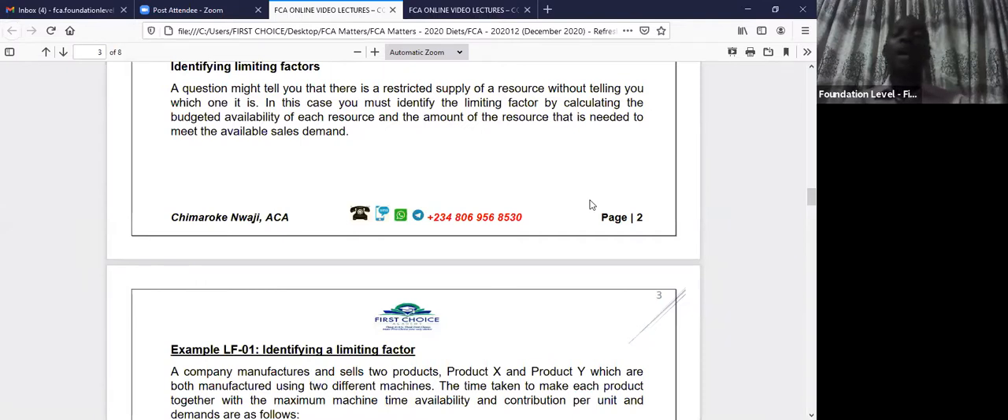Let's say you require 100 kilograms of material A to do product X, and maybe 50 kg of material A to do product Y. You add 100 plus 50, you have 150. And if you are told that you have 180 available and you need 150, it's not a scarcity. You have a surplus to do the job. But what if you need a total of 150, but what is available is 115? You need 150, available is 115. That means there is a shortage. Whenever there is a shortage, there is a scarcity, and that is the limiting factor.